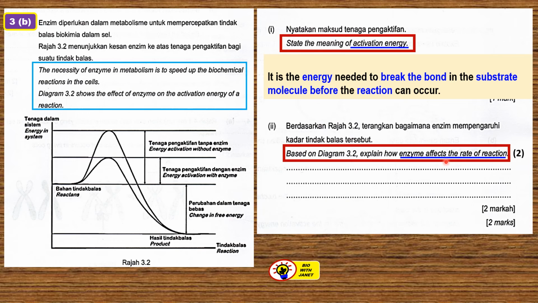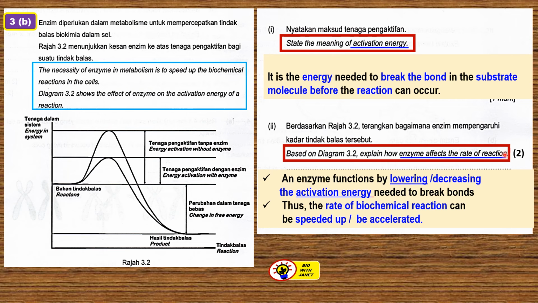Okay. Now secondly, based on diagram 3.2, explain how the enzyme affects the rate of reaction. Again, it's based on this diagram. So we can see here that lower activation energy, less activation energy, is needed if enzymes are involved. So here our answer is: an enzyme functions by lowering or decreasing the activation energy needed to break bonds.